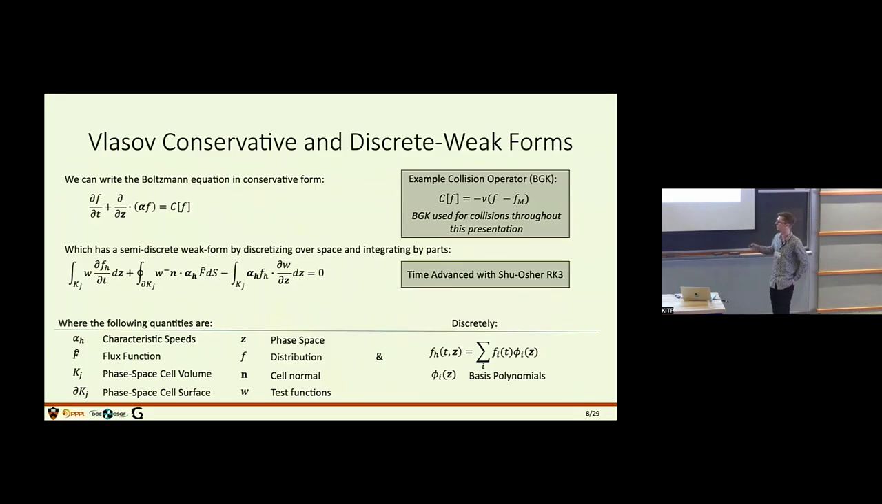So the way that we're going to go about discretizing this, we're going to represent our distribution function f of h in terms of a polynomial expansion on each phase space cell. So these bases v_i are orthonormal, and then we are evolving the coefficients f_i in time.